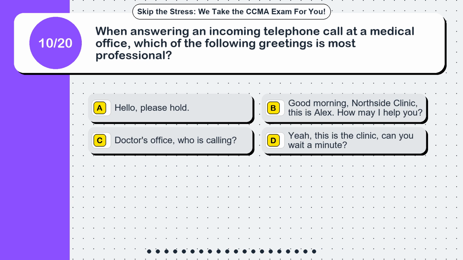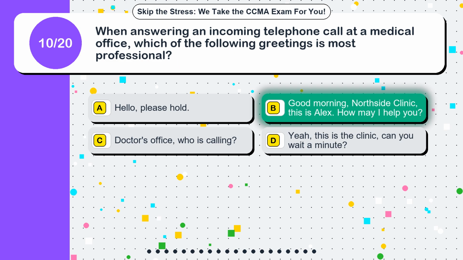Question 10. When answering an incoming telephone call at a medical office, which of the following greetings is most professional? Option A, hello, please hold. Option B, good morning, Northside Clinic, this is Alex. How may I help you? Option C, doctor's office, who is calling? Option D, yeah, this is the clinic, can you wait a minute? The correct answer is option B.